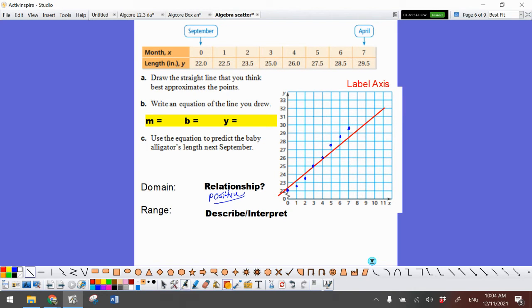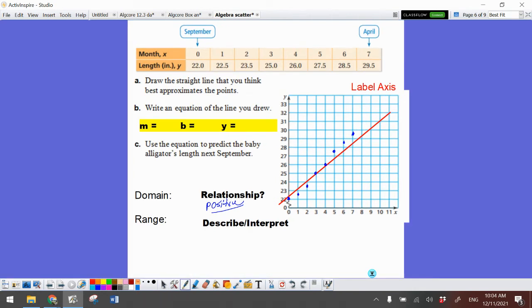All right. Now, based off of our line of best fit, we're going to try to come up with our m, our b, and our y equals. Okay. So if I'm looking at my y-intercept, I see that I am not exactly on the 22. I'm actually kind of halfway in between. So I'm going to say that my b is 22.5.